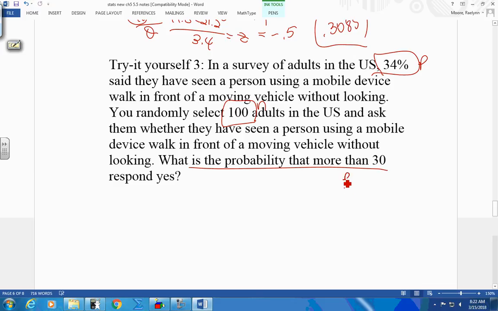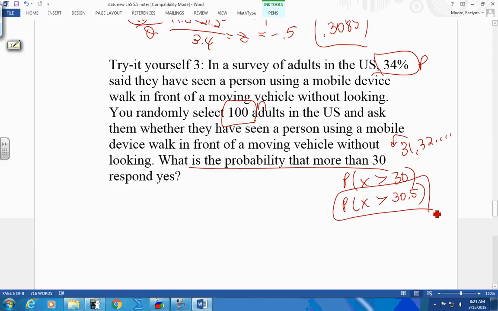So first, how do I write this statement, more than 30? X is greater than 30. Good. Now, can I use 30? No, I'm going to start with 31. So I take this and I drop it down. So let's correct it. My advice is you correct it right away, because otherwise you forget. So this is the statement we're going to use.